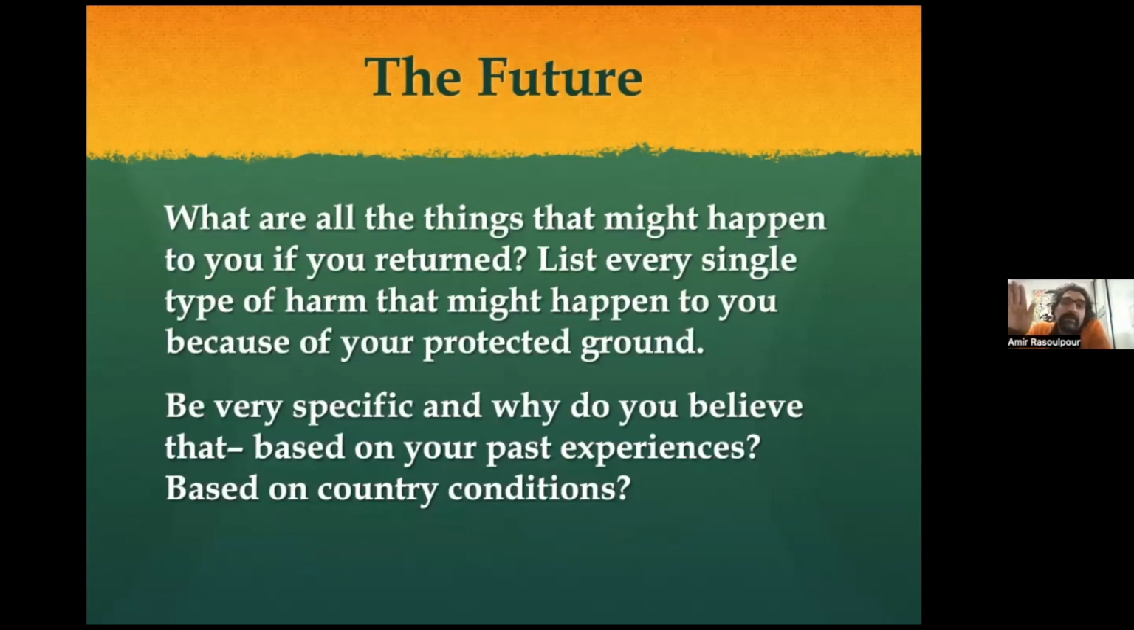So same thing, list out everything that you think might happen. This will be a much shorter list than the past harm, because all of these are potential things that might happen. But then again, why do you think these things are going to happen to you? Because of what happened before? Is it because it's happened to other people that you know, or other things that you've read about in the newspapers? So for everything that you think might happen to you, you need to explain the reasons why.